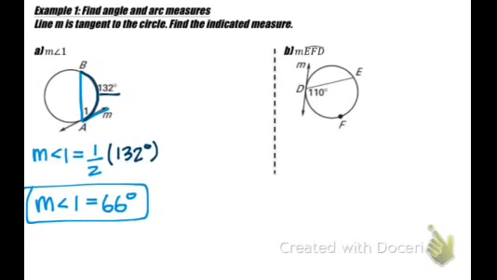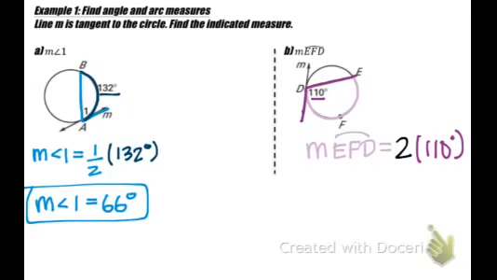So they already give us the angle that the tangent line and the chord form. We know that this angle is always going to be half the measurement of its intercepted arc. So in this case it's DFE. If we need to find the measurement of the intercepted arc, we can set up our equation where the measurement of arc EFD equals 2 times the measurement of 110.